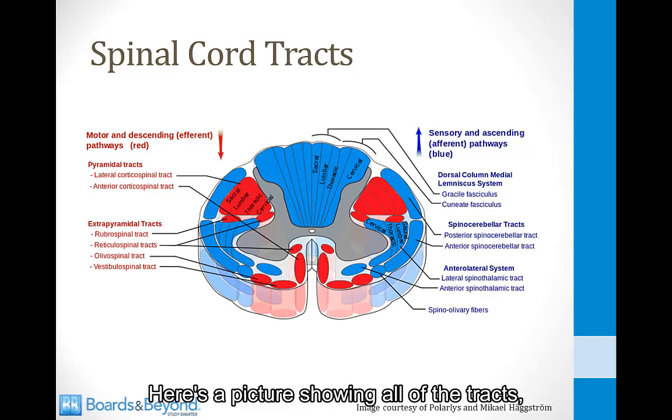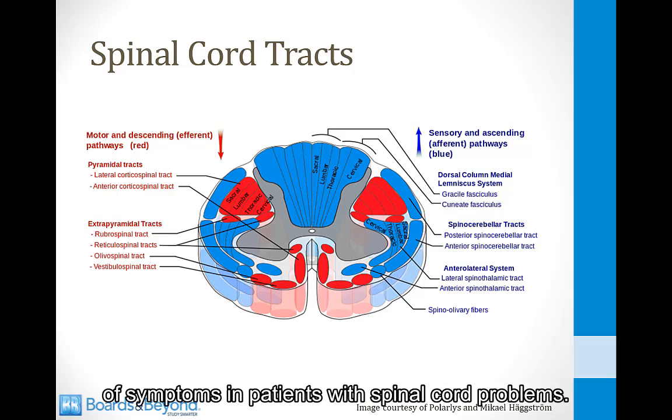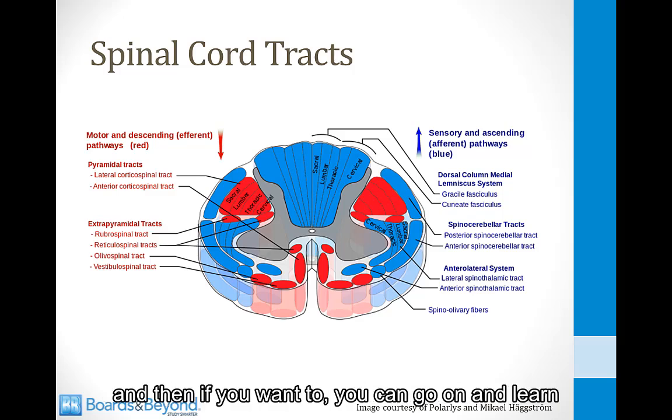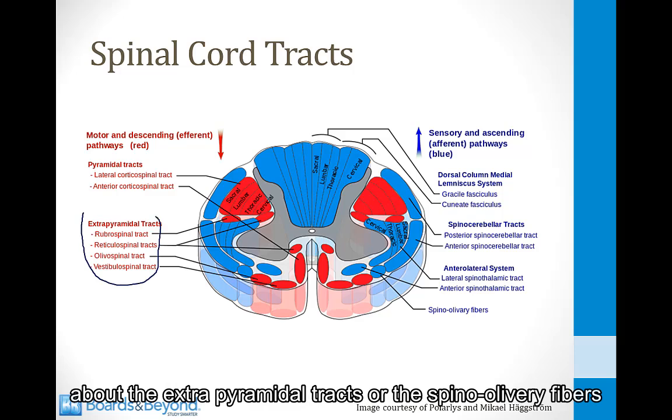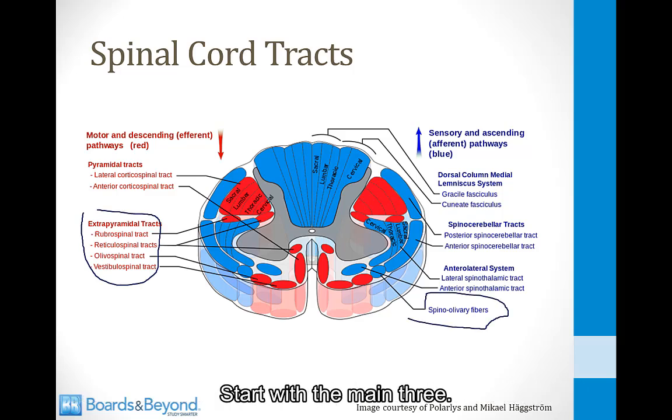Here's a picture showing all of the tracts running up and down in the spinal cord, and I just want to make the point that there are many more tracts than the 3 I described in the last picture. But the 3 in the last picture are the most important ones. Those are the ones that create the vast majority of symptoms in patients with spinal cord problems. So just start by knowing those 3, and then if you want to, you can go on and learn about the extrapyramidal tracts or the spino-olivary fibers or some of these other tracts that run in the spinal cord. Start with the main 3.